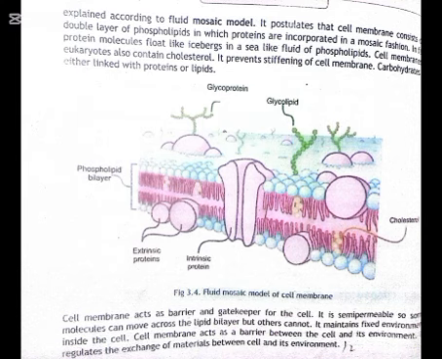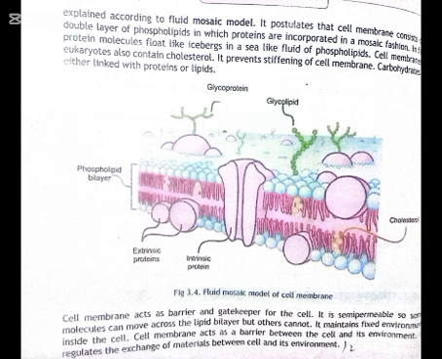Next one is intrinsic proteins. These proteins pass through the membrane. They act like doors or tunnels. They help water, nutrients, and other substances move in and out of the cell. Next one is cholesterol. In animal cells, cholesterol is also present in the membrane. Its job is to keep the membrane flexible. It prevents the membrane from becoming too hard or too stiff.